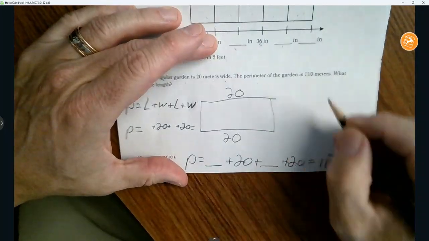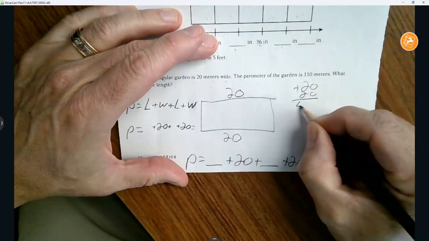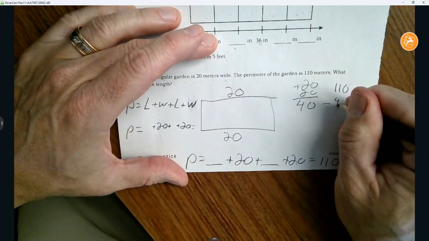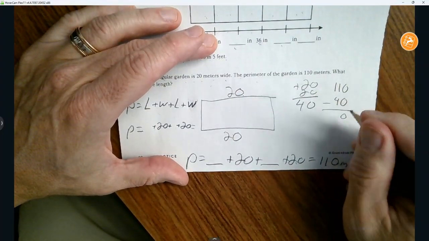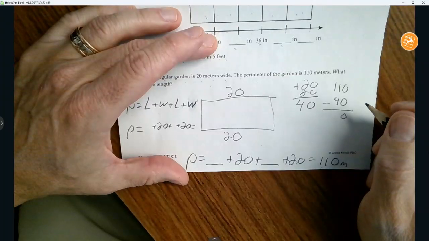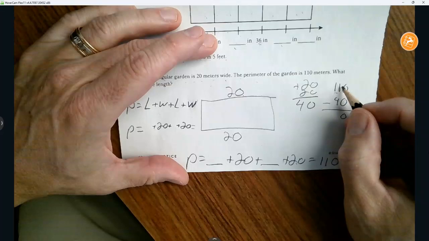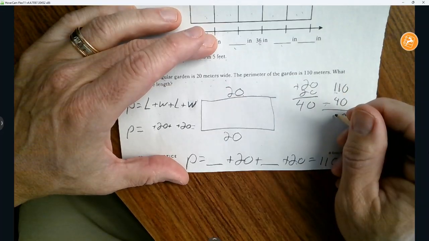So we got 20 plus 20. 20 plus 20 equals 40. So I'll take 110 minus 40. 0 minus 0 is 0. 1 minus 4. You can't do that. So I'm just going to look right here and see that this is 11 and just say 11 minus 4 instead of crossing stuff out. So 11 minus 4 is what?